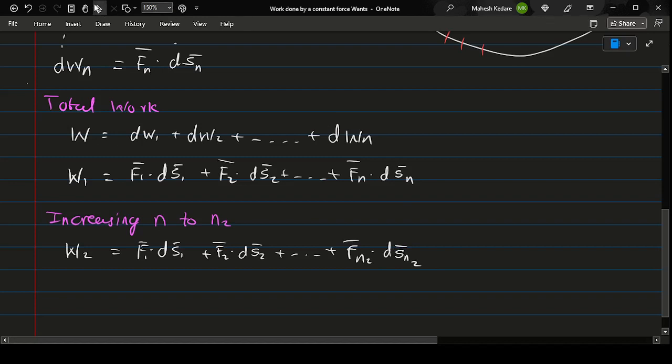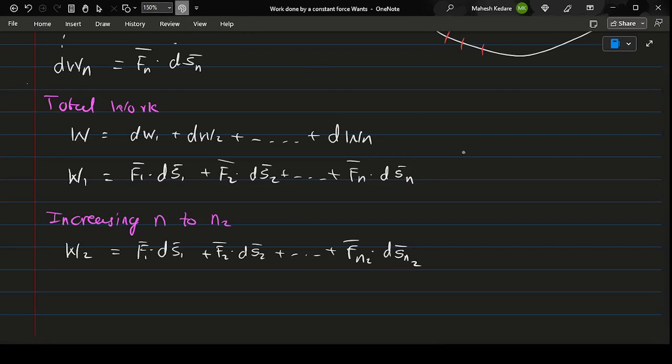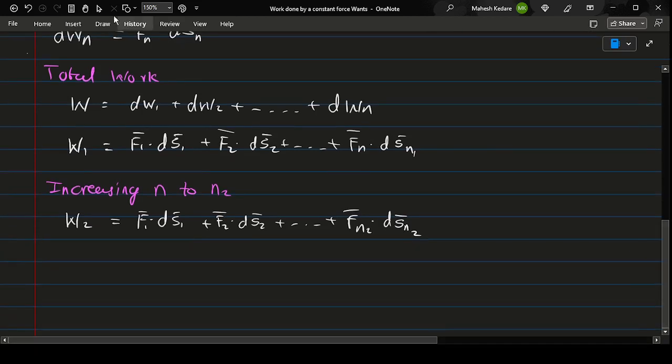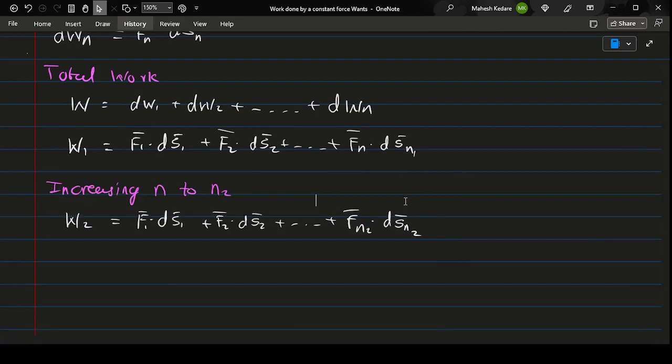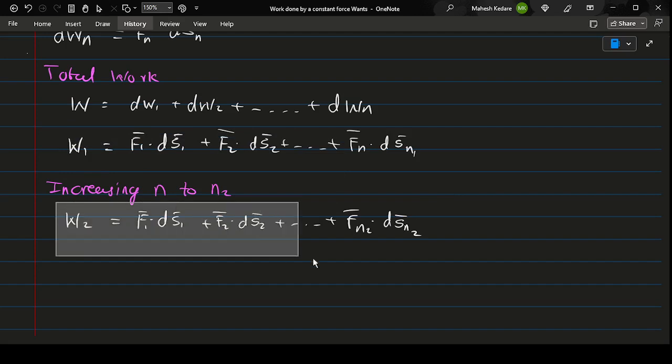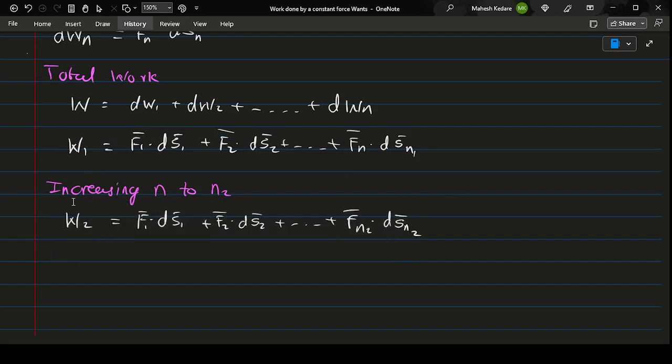And suppose in the first step, the number of divisions is n1. In the second case, we divided the path into a greater number of divisions n2 and calculated the work W2. Now in the second part, we have smaller displacements as compared to those in the first part. The work we calculate in the second part can be expected to be closer to the true value of the work. So this work done W2 is closer to the true value of work.